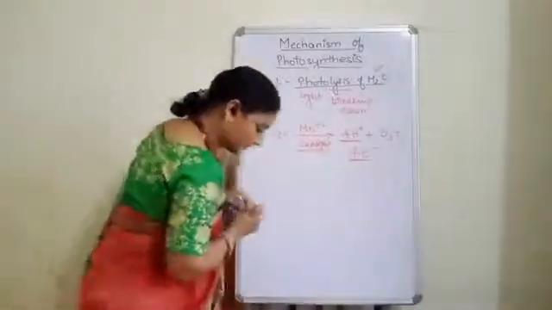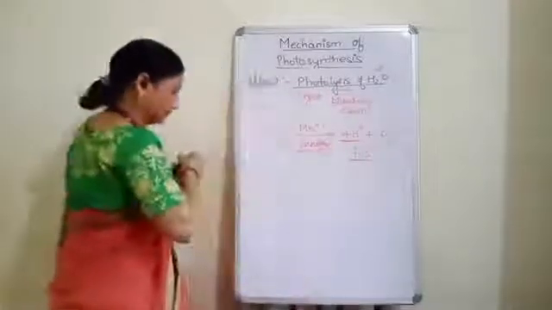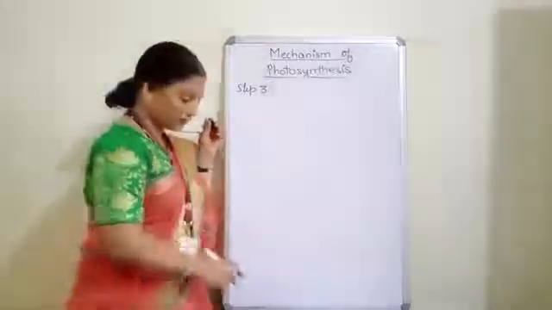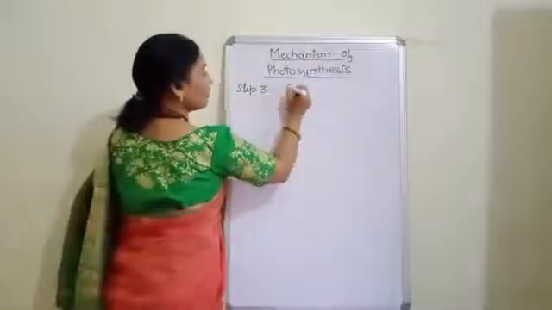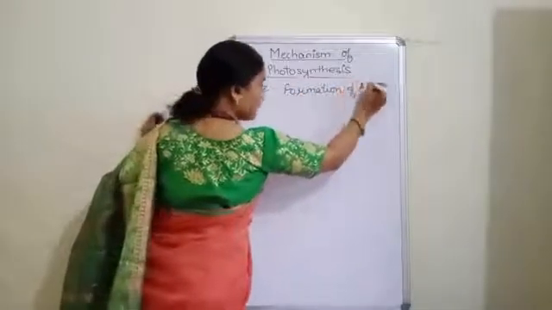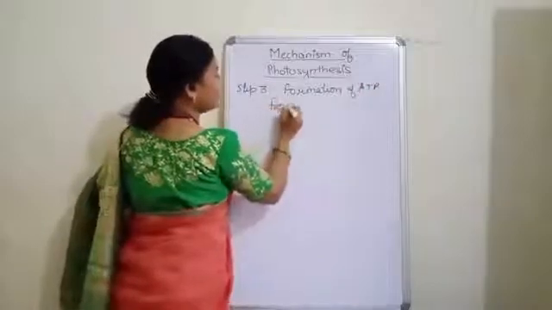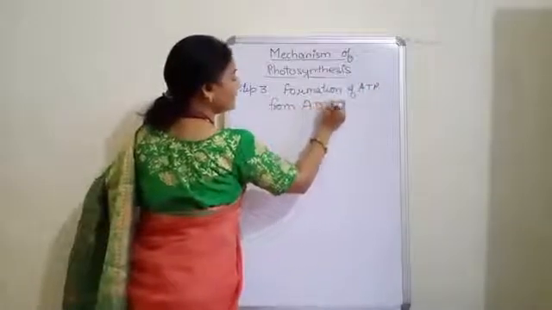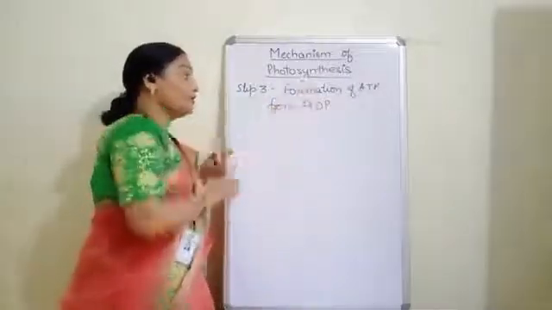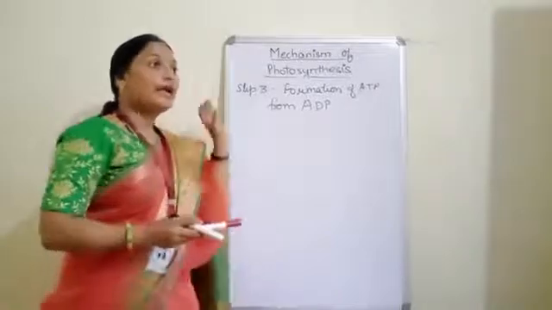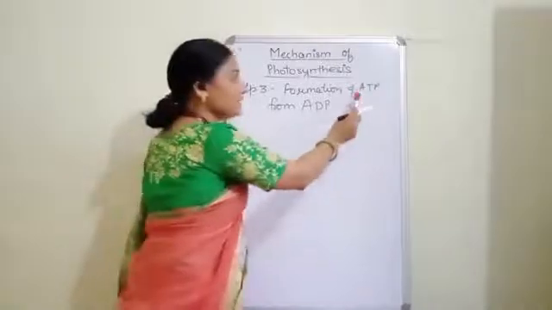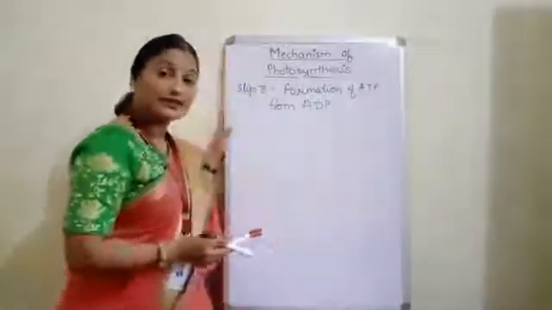So let me write step 3. Now step number 3 is formation of ATP from ADP. Okay, this is our third step, children. Now see, what is the meaning of ADP and ATP? ADP means adenosine diphosphate. Okay, and ATP is adenosine triphosphate. And this is the unit of energy.